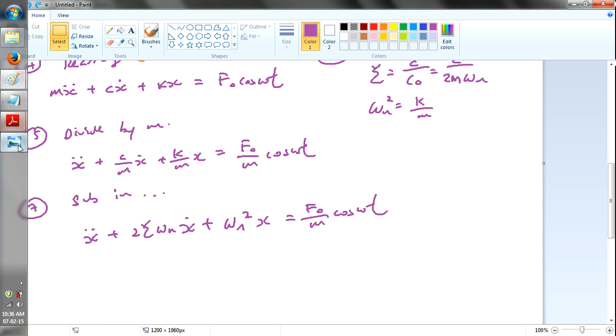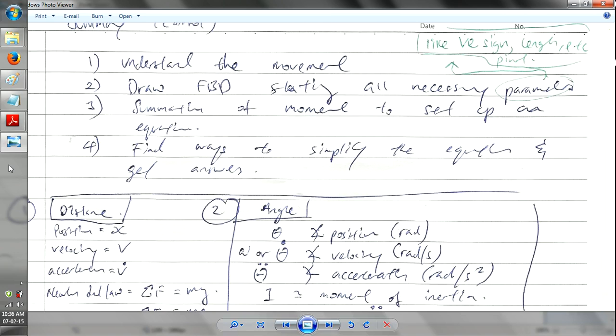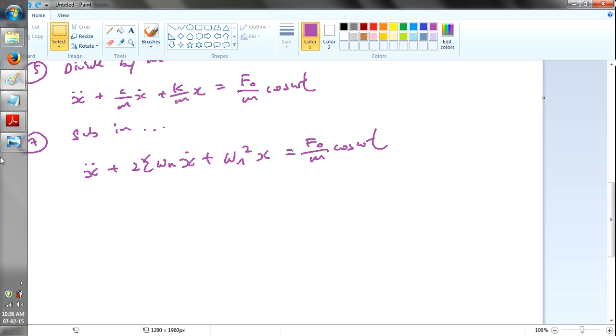So this is our equation already. Summation of moment is used to set up an equation, and then we have to find ways to simplify the equation and get the answer. So I'll leave it to the next video, or maybe the next two or three videos.